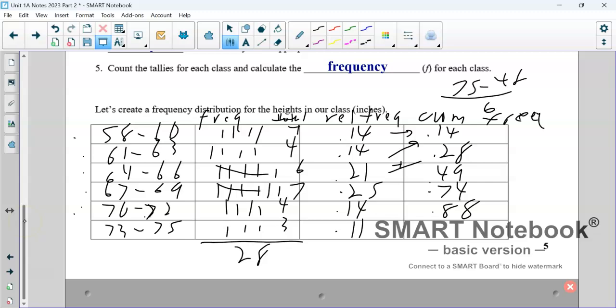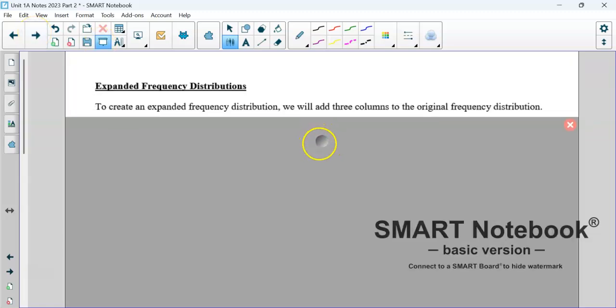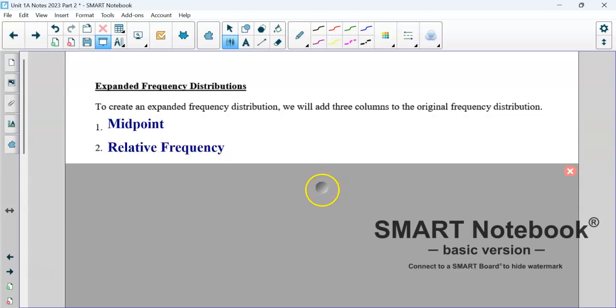And then 0.11, which will get us to 0.99, really close. We want 100%, but depending on how decimals round, it may not be perfect. So we just go with that. All right. Then on to the end here, we have expanded frequency distribution, what I just kind of talked about here. We'll get to that.